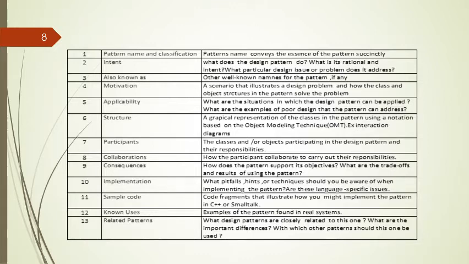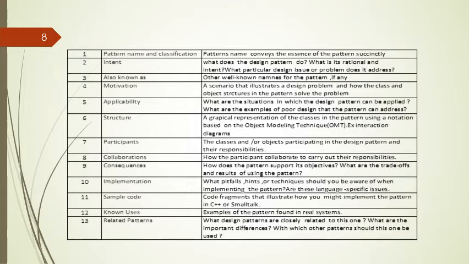The first is pattern name and classification, and it means the pattern's name conveys the essence of the pattern. The second is intent. What does the design pattern do? What is its rationale and intent? What particular design issue or problem does it address? Also known as, that is the third point, other well-known names for the pattern, if there are any.